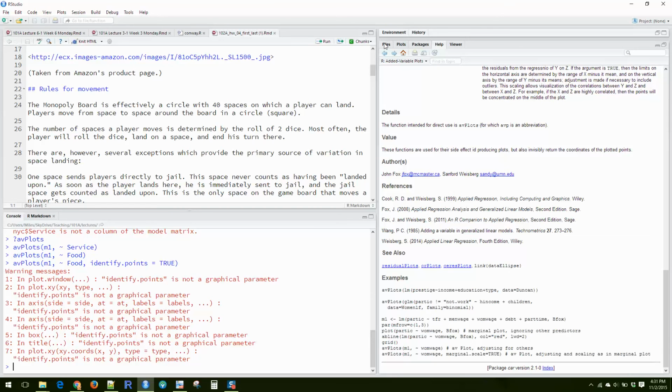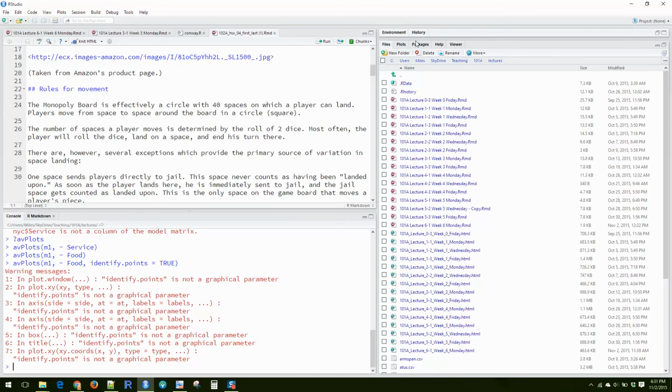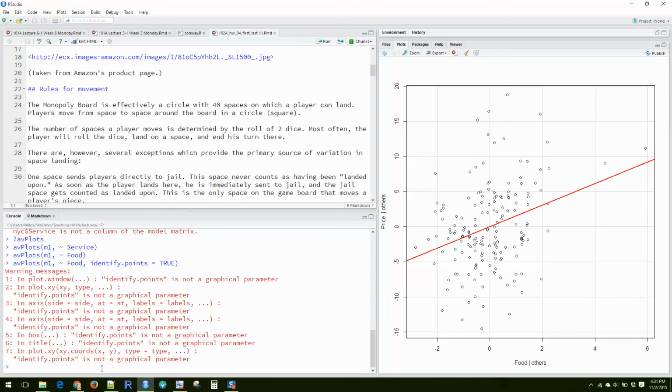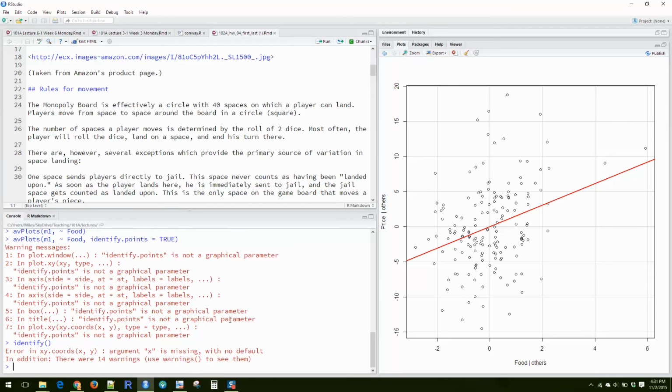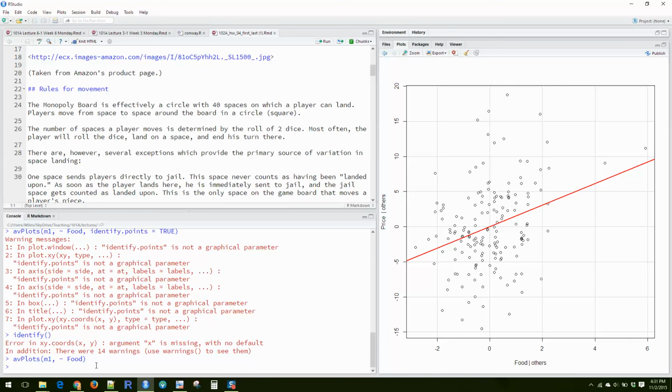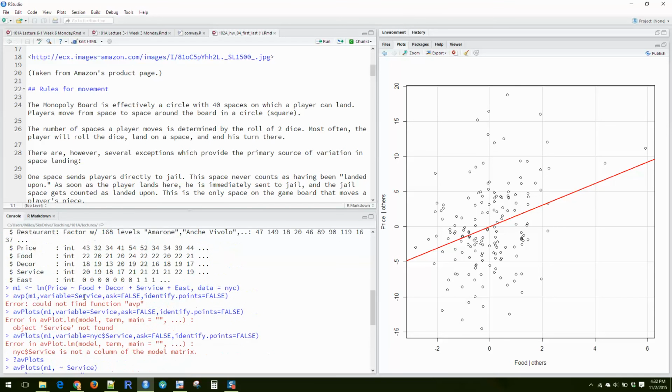Okay, well. Maybe I can use identify. No, I cannot. Okay, I apologize. But yeah, I guess the command is avPlots, and you just pipe in the model and the variable that you want to test against.